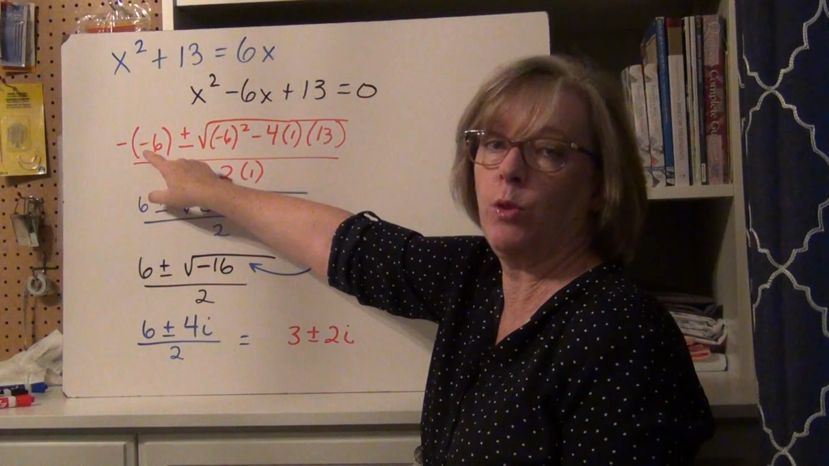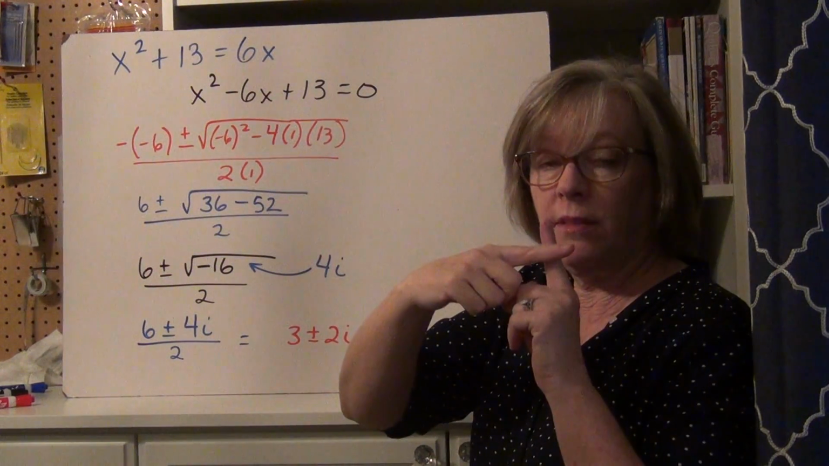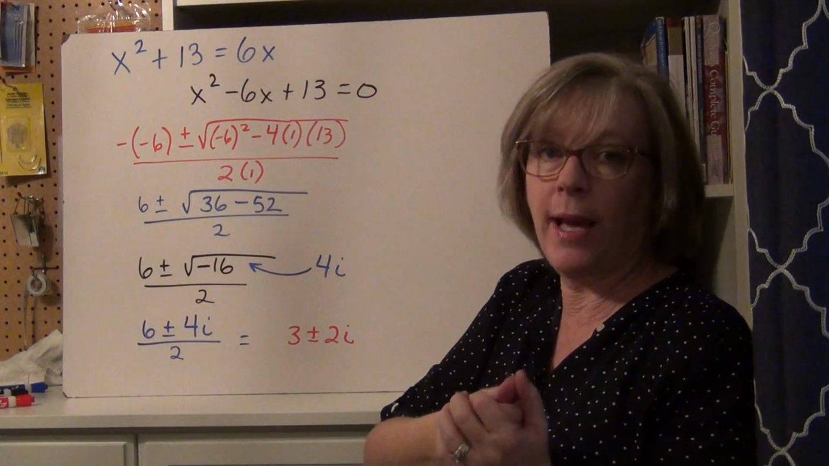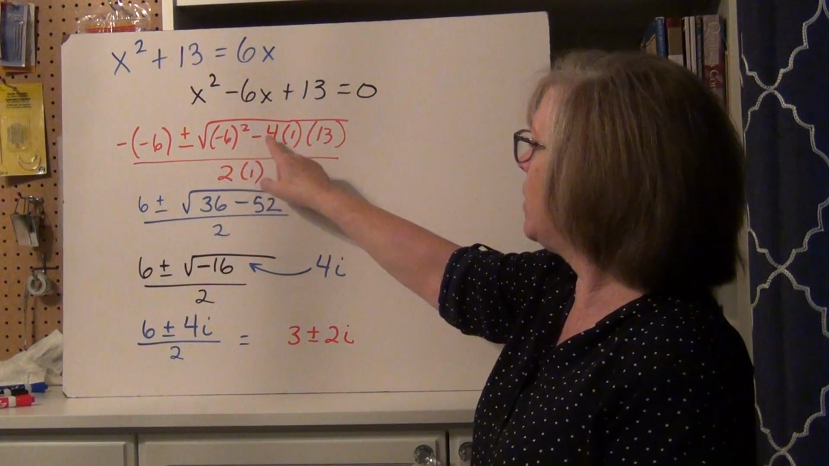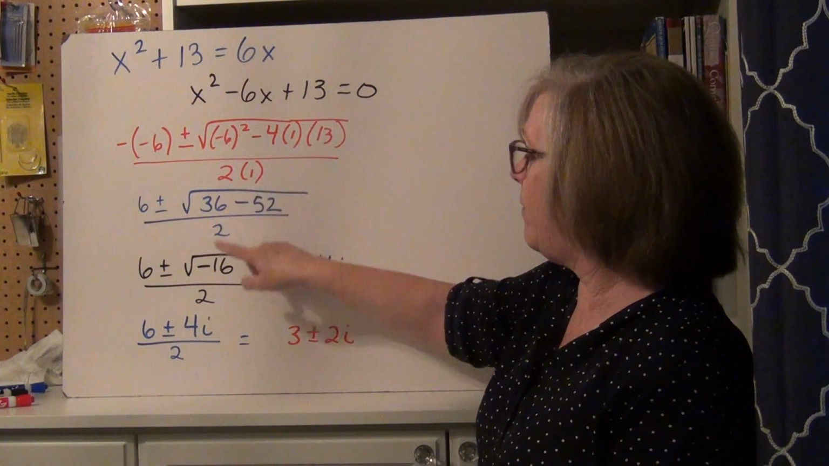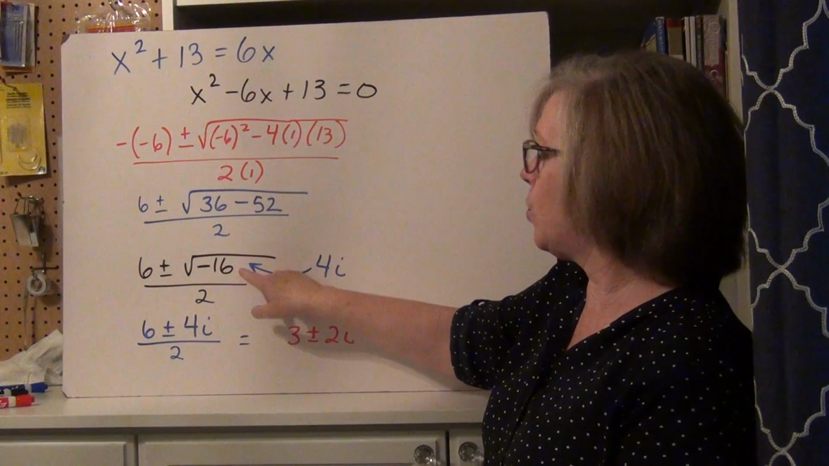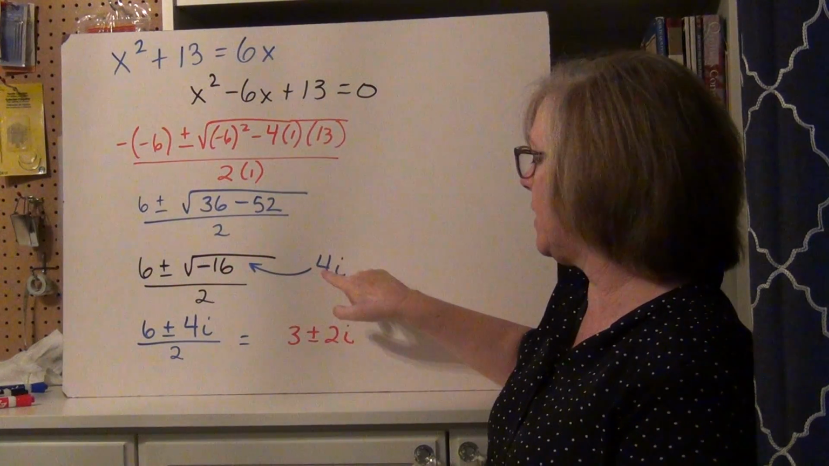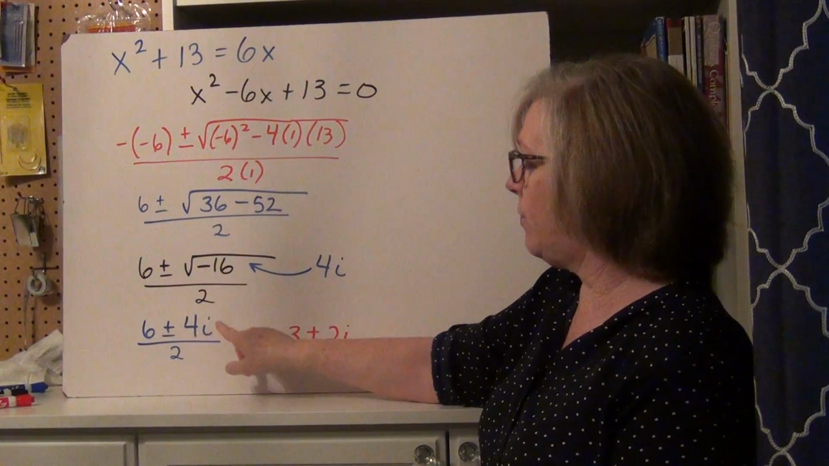Now out here I do have to worry about it, but if I'm squaring it, negative times negative equals positive, so the negative sign doesn't matter when I'm squaring it. So I get 36 minus 52, and in fact I get a negative inside here. So I have 6 plus or minus the square root of -16. So I know that that's going to be 4i. So 6 plus or minus 4i divided by 2.